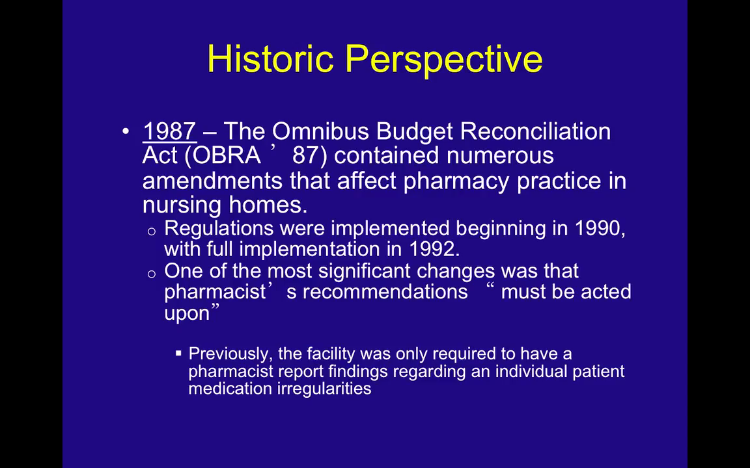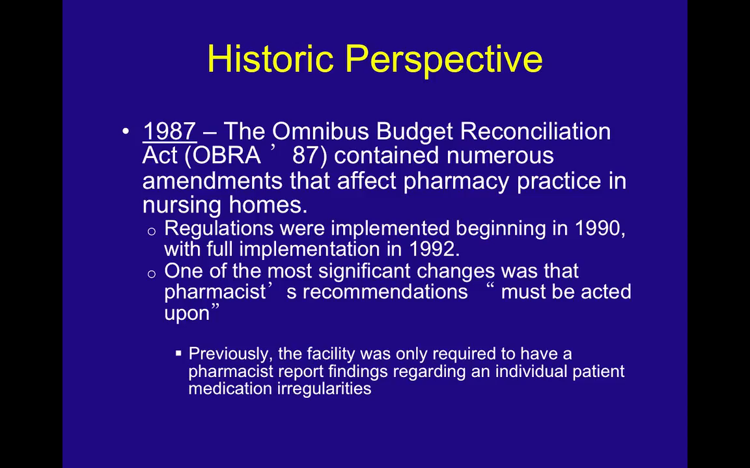1987 was the Omnibus Budget Reconciliation Act, and this put several amendments to the pharmacy practice in nursing homes. This was the very first time it started stating that, whereas previously the facility was only required to have a pharmacist report findings regarding an individual patient's medication irregularities, now the pharmacist had to look at trends.